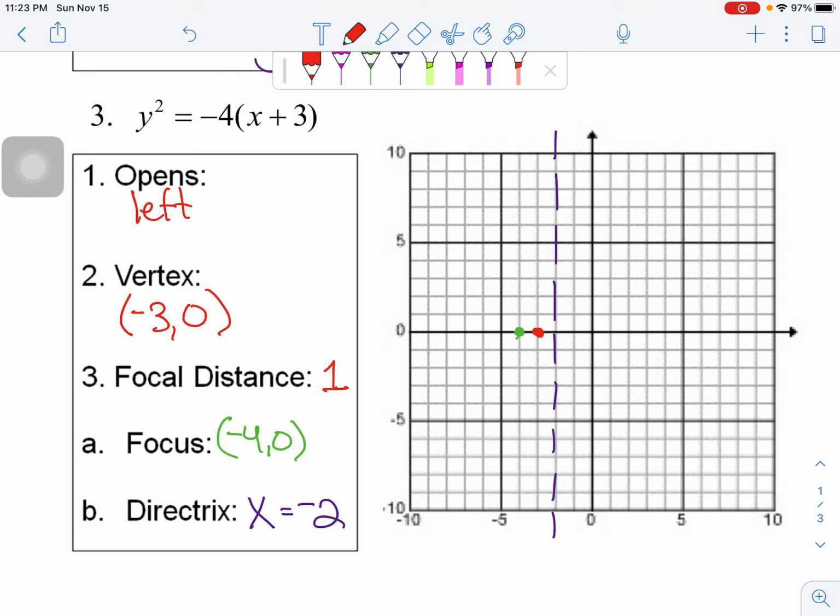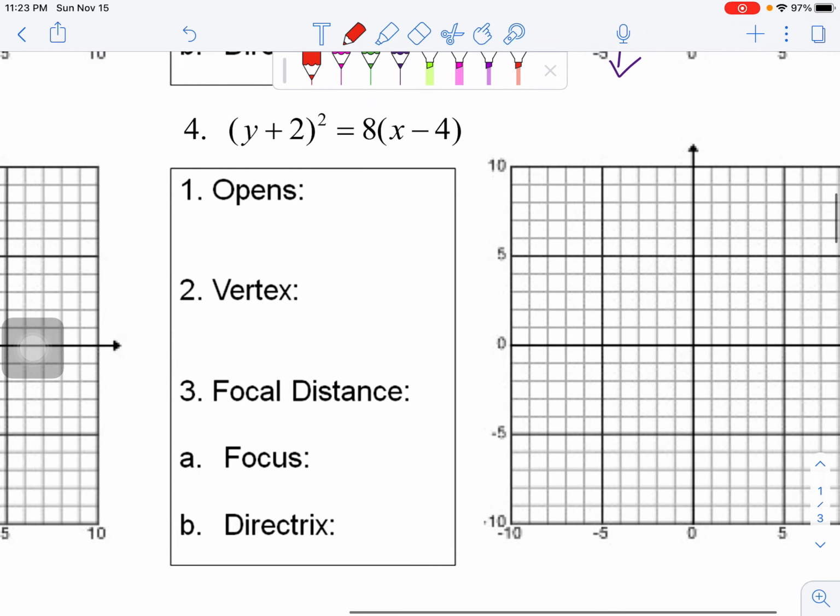I need 2 more points. So take your focal distance, multiply it times 4. So that would be the length of the latus rectum. That's 4 units. So I'm going to do 2 units above the focus, 2 units below the focus, and that will give me my parabola. All right. So you'll notice this parabola is a lot narrower than the last one, but still it's pretty wide. I mean, all these parabolas are going to have slightly different characteristics.